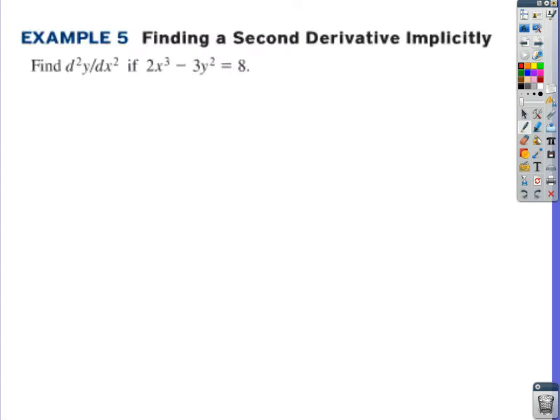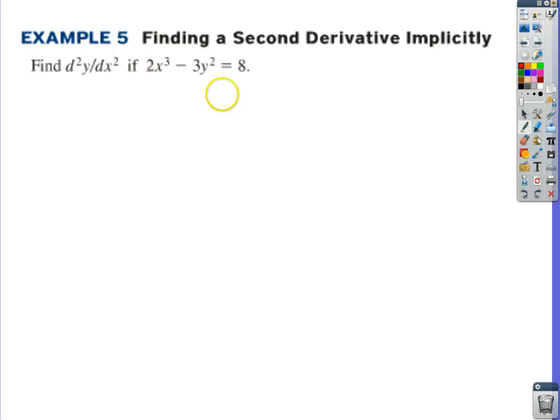All right, so now this one I do want to do is my last example before you get to the homework. It wants the second derivative. That's what d2y over dx2 is saying: I want to find the second derivative. Okay, so this takes a little bit. First thing we have to do is find the first derivative, then we find the second derivative.